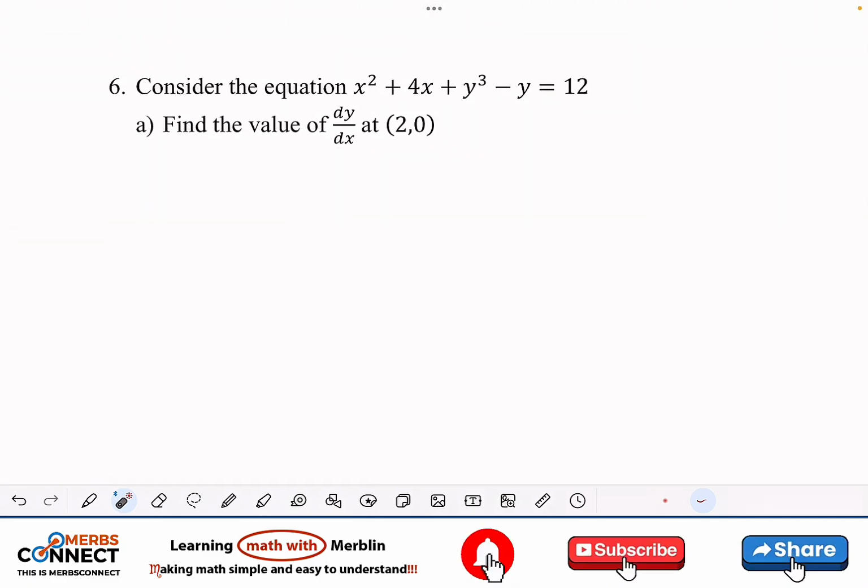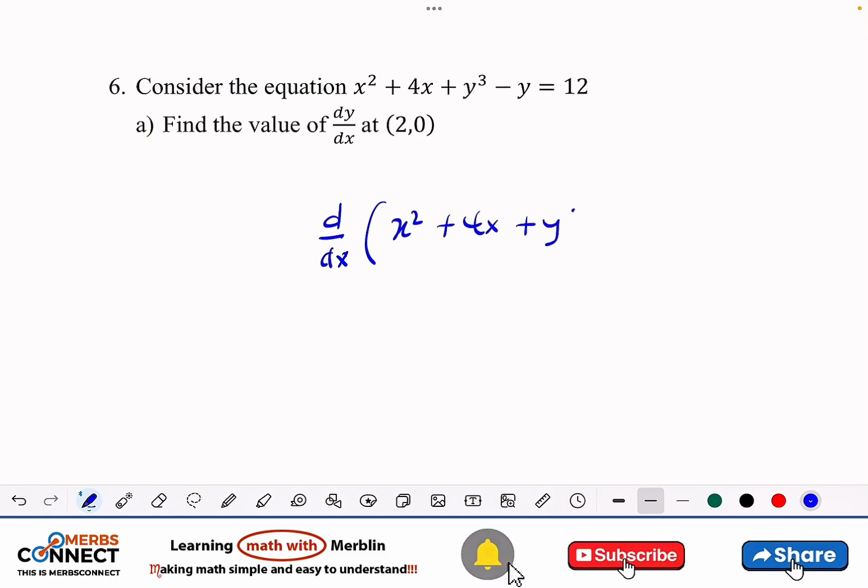Let's look at question 6. So this is the implicit differentiation. So you see the way, when I see the question, I know the rule, I know which one to use. That's what you need to do. Always when you see the question, okay, which question is this, right? So we see that this is the implicit differentiation. So I need to find dy over dx at this point. So we are differentiating this with respect to what? x. So I'm going to differentiate both sides of the function x squared plus 4x plus y to the power 3 minus y with respect to x.